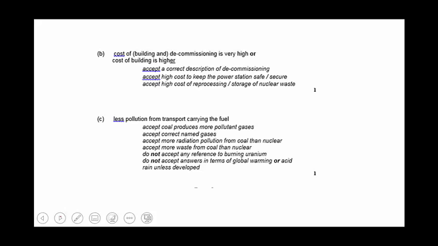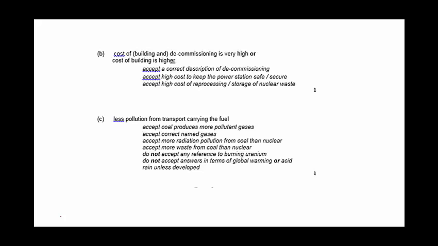So the main issue is that the cost of building and decommissioning is very high, or the cost of building is higher in a nuclear power station. Decommissioning just means taking the nuclear power station offline and getting rid of all the waste products.